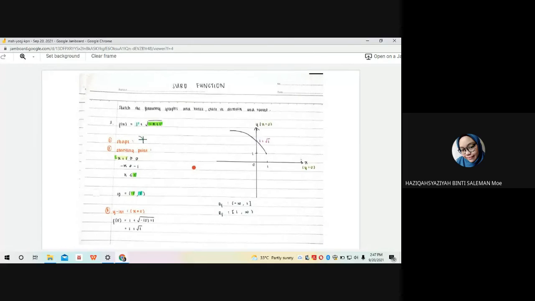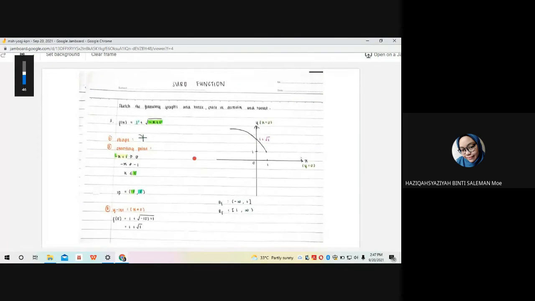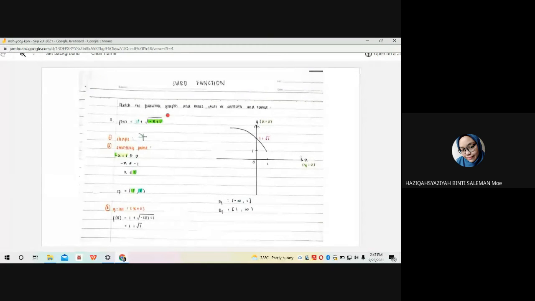Next, I'm going to explain example 3. So here it says sketch the following graph and hence state its domain and range. So this is the equation that is given: 1 plus square root of negative x plus 1. So first we need to determine the shape. First, take a look at the coefficient of x here is negative, but the sign for the square root is positive.